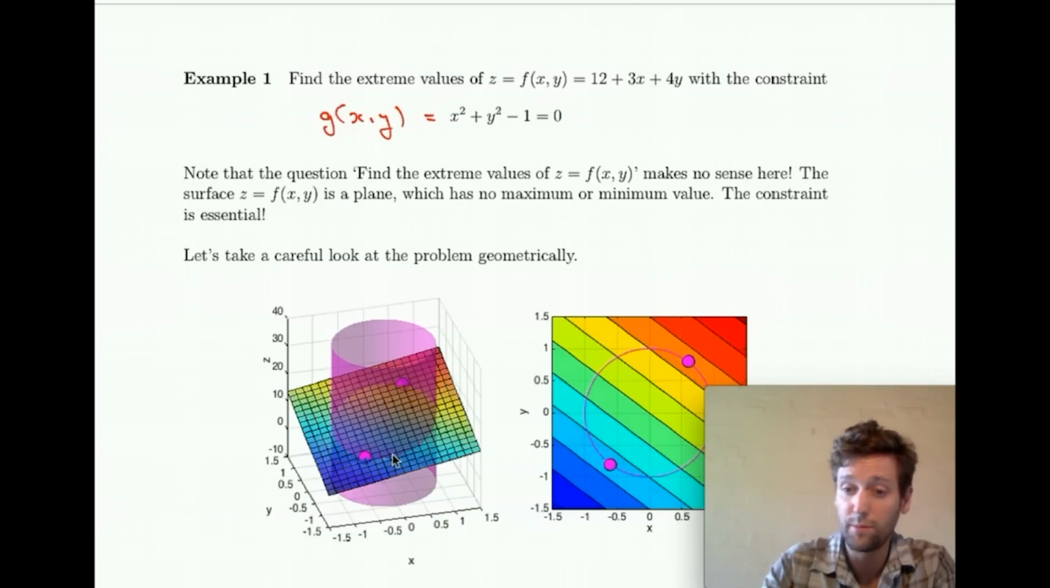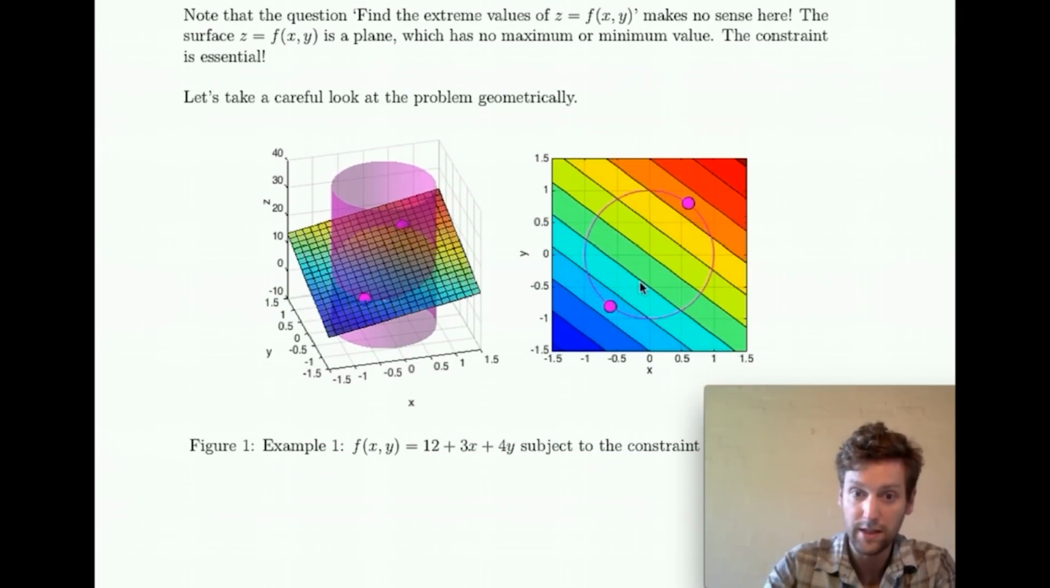The question then becomes, what's the maximum and minimum values of that function on that circle? So we can also visualize that from above. I've colored here the plane so that blue is the lowest point on the plane and red is the highest point on the plane. And the purple or pink line here indicates, looking down, what this cylinder would look like. So you can see that the 2 pink points indicate the highest and lowest points on this circle on the plane.